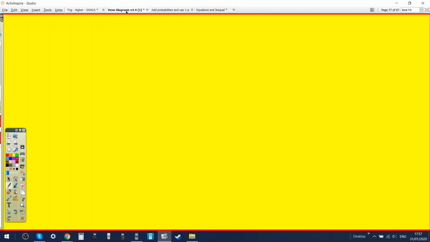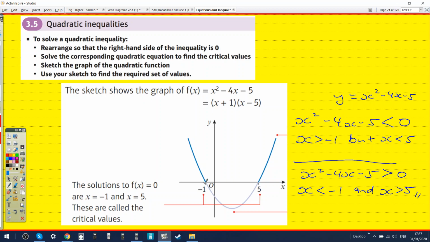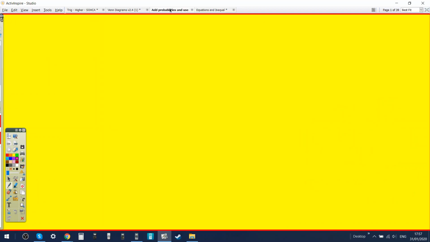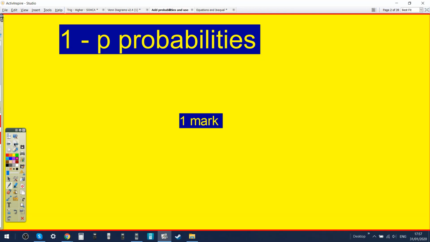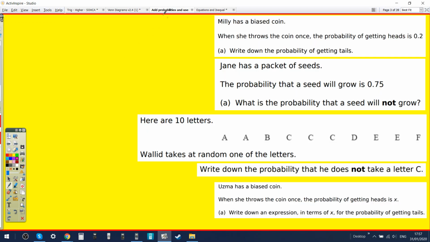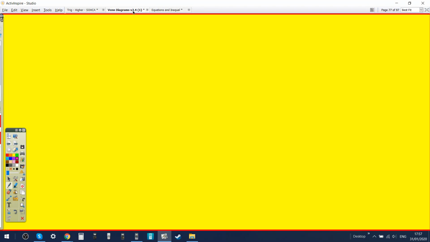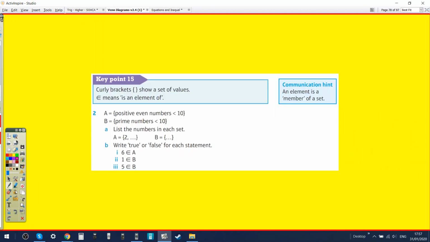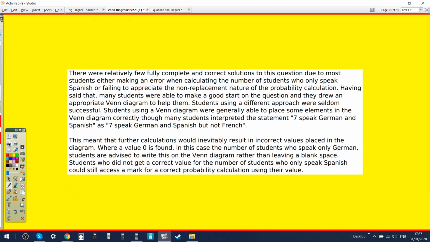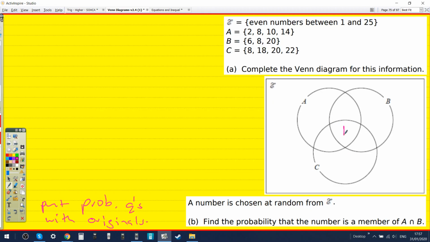Yes, so quadratic inequalities. It's just about when the y is less than or greater than 0 in terms of x. Okay. And then for Venn diagrams, I recommend you do the very center first and then work your way out to the less central parts. So if there's 3, do like this one first, then these ones second, and then these ones third. Okay. And you can do the outside at any time as well.